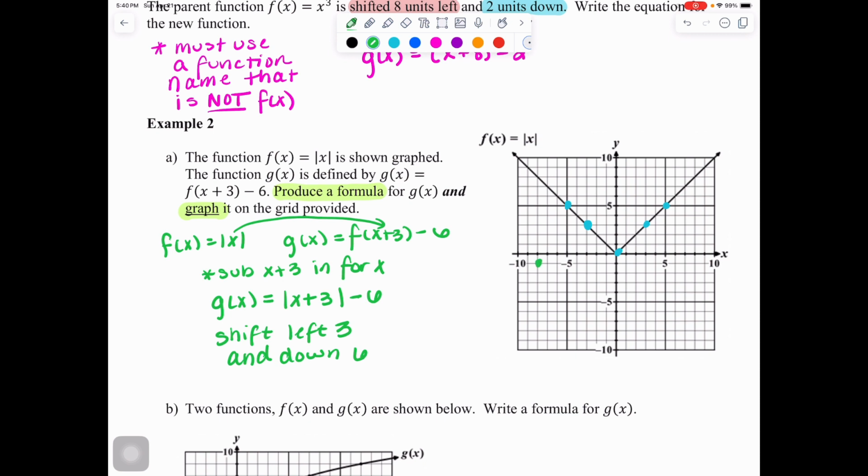And I'm going to do this for every single point. So 3 to the left and then 6 down. 3 to the left, 6 down. 3 to the left, and then 6 down again. And then I have one more point that I want to do the same exact thing for. And then once I have those, I can connect them.